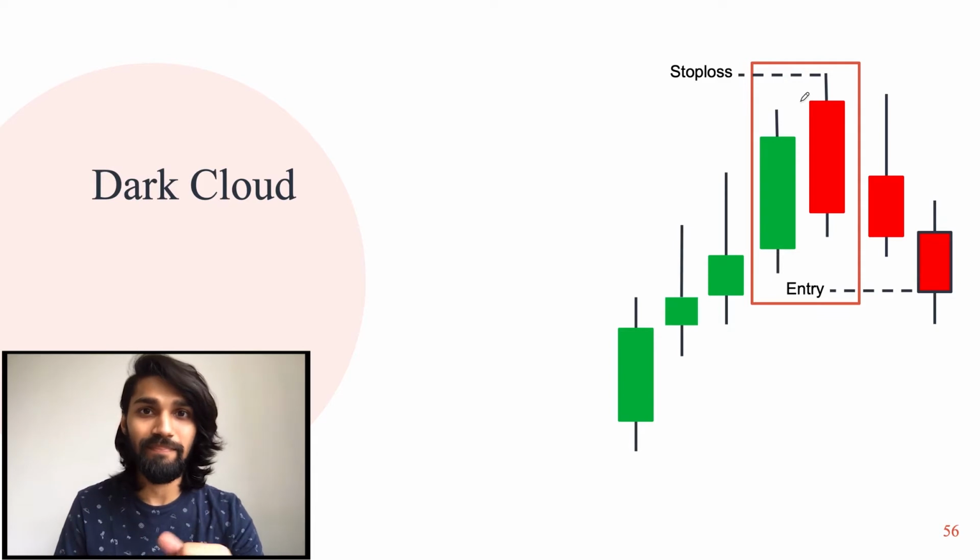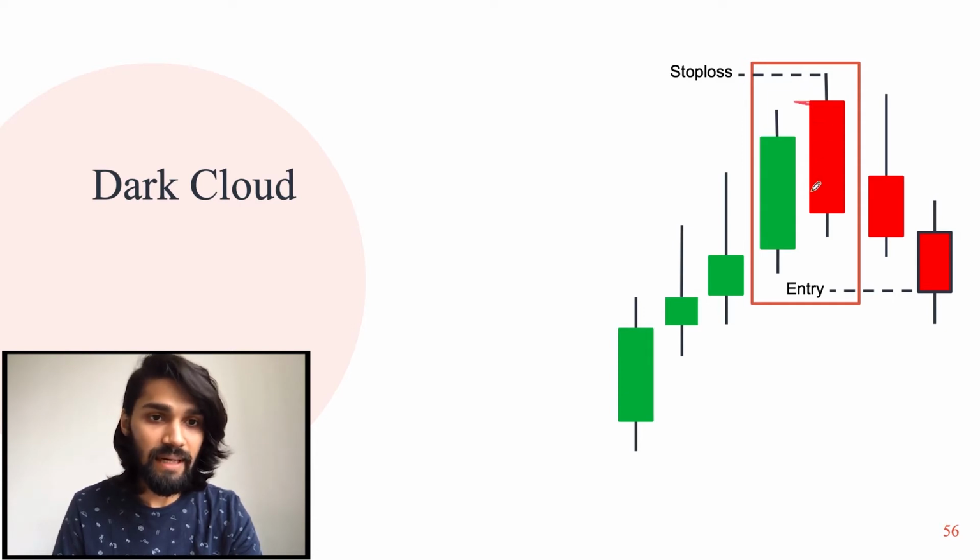Similar to bearish engulfing, if you can see here, a dark cloud occurs when a red candle starts well above the green candle and it goes well below 50% of the green candle.